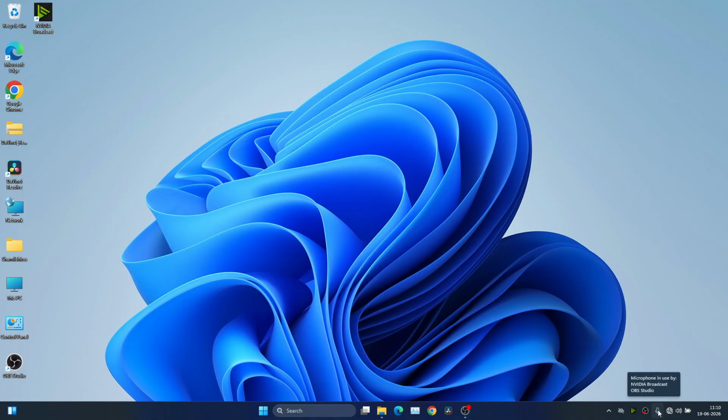Move your cursor to that symbol, then you can see a pop-up: microphone in use by NVIDIA Broadcast and OBS Studio. That means there are two softwares using my microphone. The first one is NVIDIA Broadcast and the second one is OBS Studio. So in this way you can easily identify how many softwares are currently using your mic.